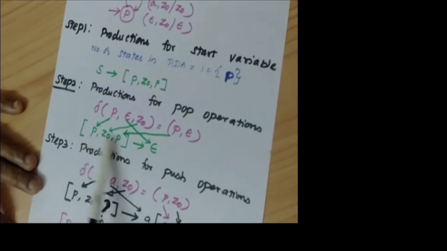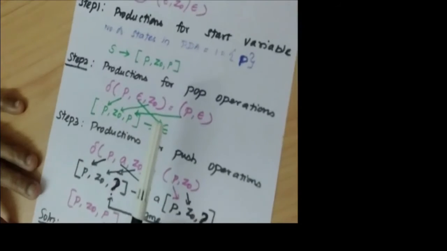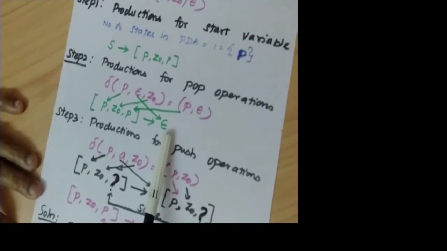See how the triplets are formed. It is shown using this arrow. The first state in the transition is taken as it is, and the state on the right side of the transition comes as the third component in the triplet, and the right side of the production has the symbol present in the central position in the transition. So this is the rule to convert a pop operation into productions.